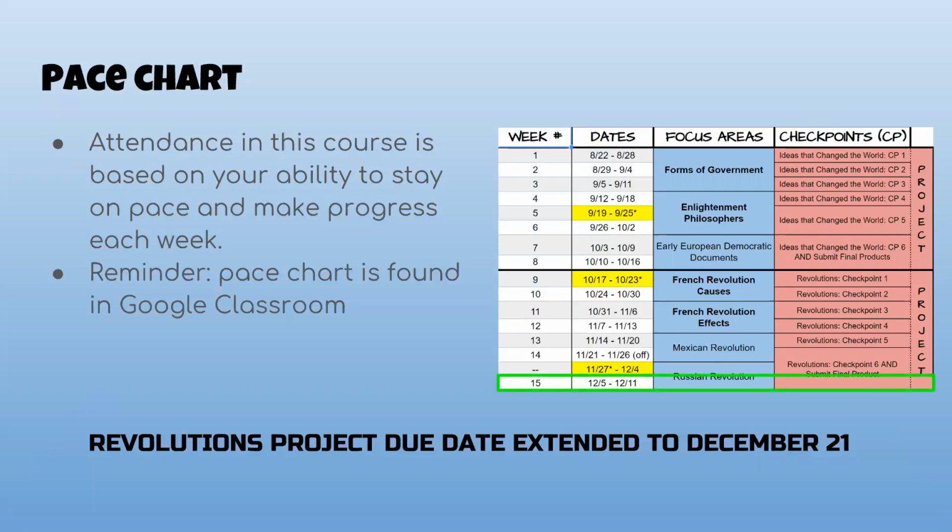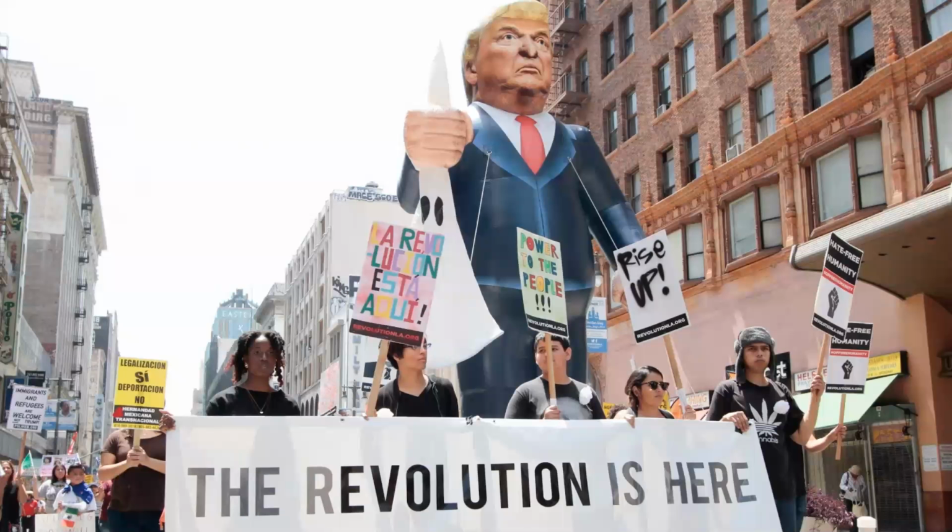So we'll figure out the second half of the year when we get there, and I will adjust the pace chart accordingly. So right now the pace chart is a little off, but I want to make sure that you guys know that you do not have to turn that in, and you should see it in the SLP that the due date has been extended to the 21st. So that project again is the Revolution project, and we are nearing the end of it.